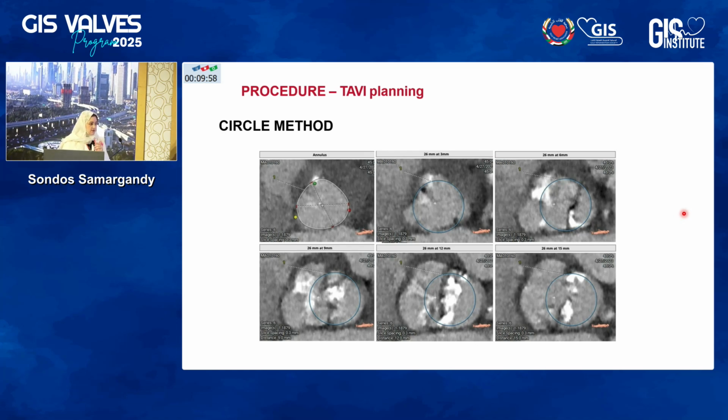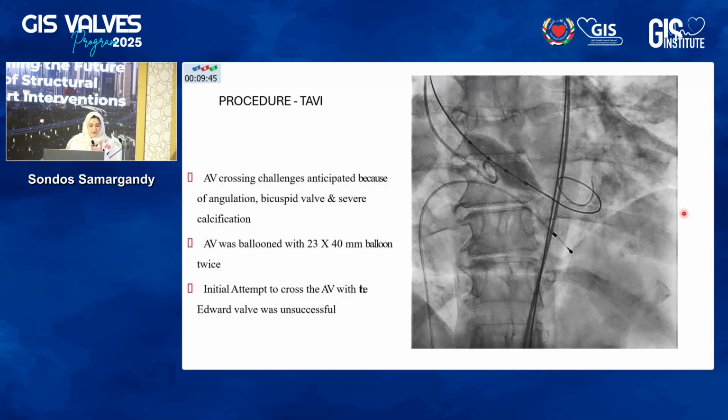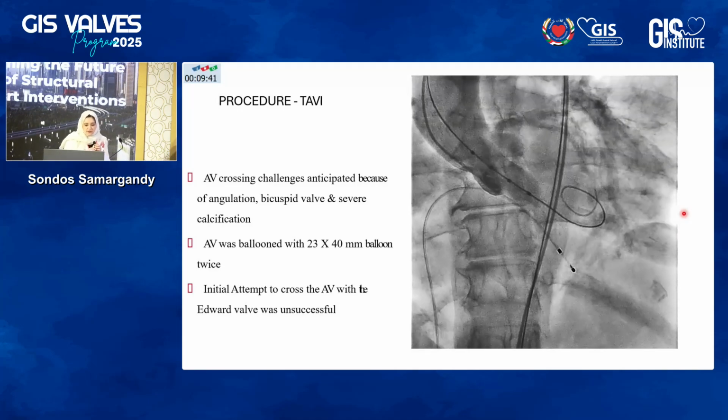So this is, as Dr. Ahmed has mentioned, the circular method where you put the presumptive valve or virtual valve, 26 in this case, to see at different levels whether we have a complete seal or not, to avoid any problem. So I'm going to go with more technical things, and we have amazing interventionists in the room with us.